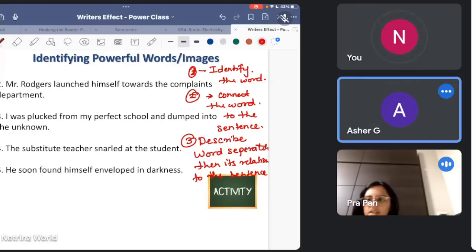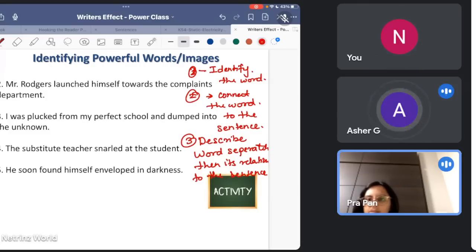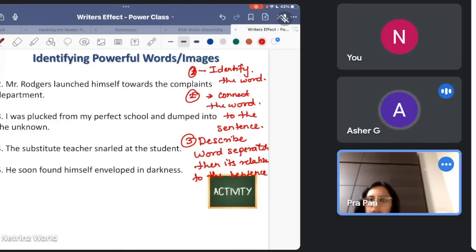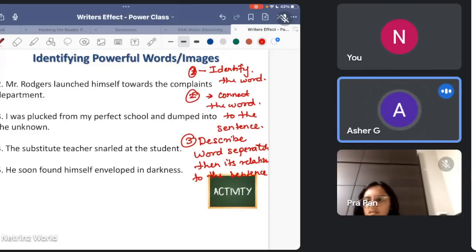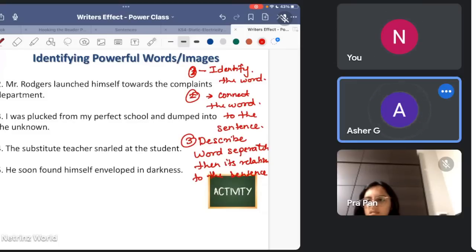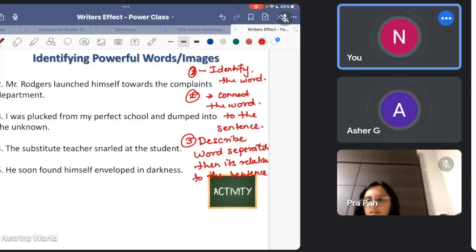Very good. Plucked, I think it implies how whoever that was, probably a student, was taken out from that perfect school, and "dumped into" implies how he or she was put into some unknown place, other than his perfect school. So here, when we say plucked, that means, okay, Asher, would you like to share your opinion?